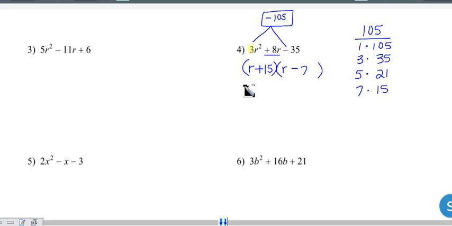So positive 15 and negative 7 will give me a positive 8. Now don't forget, we're not done. Take that lead coefficient, divide it into each of your numbers. Sometimes it divides evenly, like in the first parentheses. That gives me r plus 5. If it doesn't divide evenly, bring it out front. 3r minus 7. And now you're done.